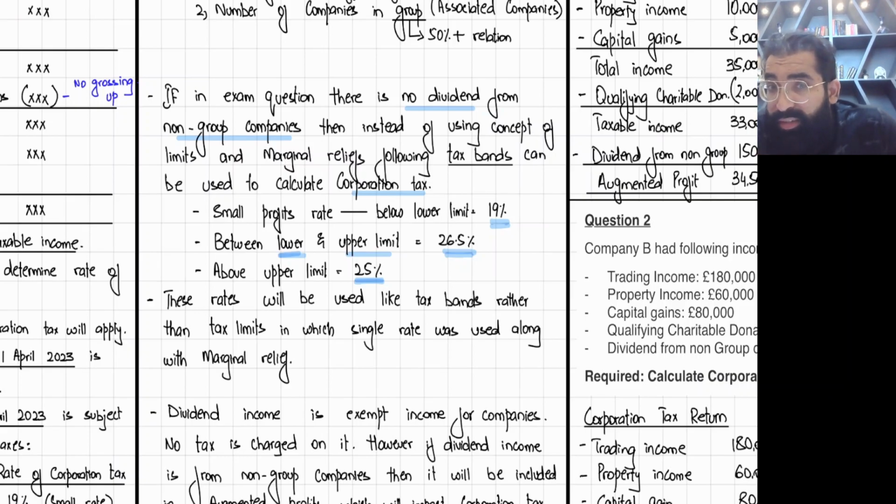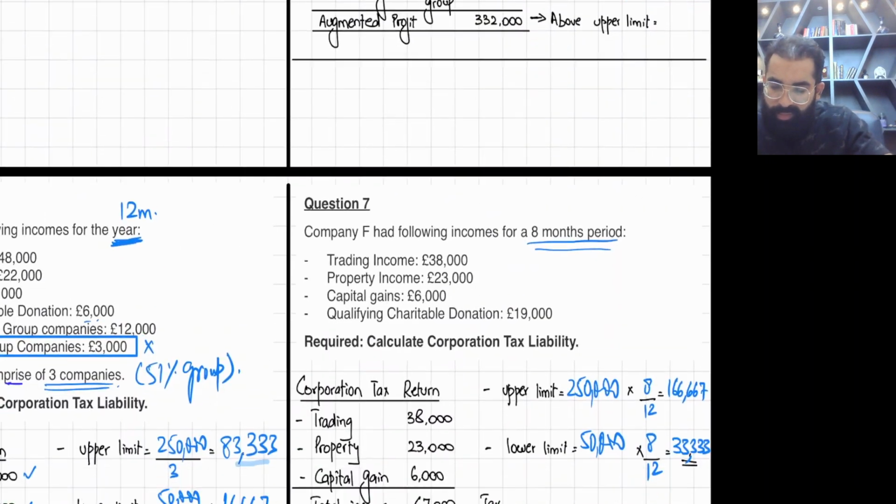Now these are the bands. Below the lower limit 19%, then between the lower limit and upper limit, or if I talk about the standard limits, between 50,000 and 250,000, it's 26.5%, and more than 250,000 it's 25%. Now these rates will be used like tax bands rather than the tax limit in which a single rate was used along with marginal relief. One condition for these bands: there must be no dividend from non-group companies. In question number 7, which I just taught you, there are no non-group dividends. So let's do it one more time. See this.